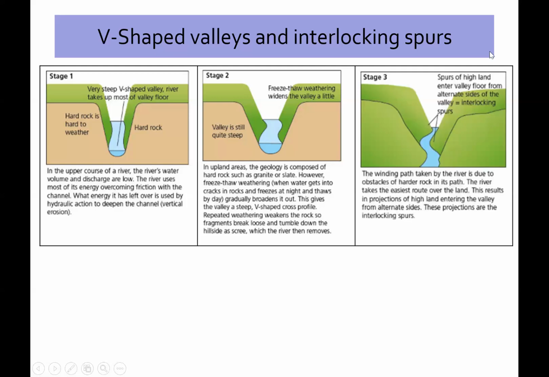Our final stage, so stage 3, this is where the river takes that winding path. And it takes a winding path because it hits harder obstacles that it can't go through. So what it tends to do, it takes the easier route and goes around it. And as a result, you end up with sections of the valley sticking out, creating these interlocking spurs. And your river takes a zigzag path through the middle. And all these interlocking spurs are just the V shape of the valley in different locations.